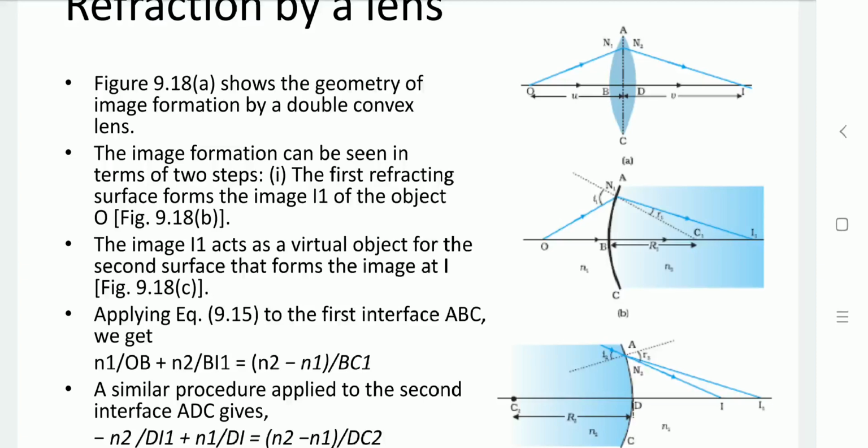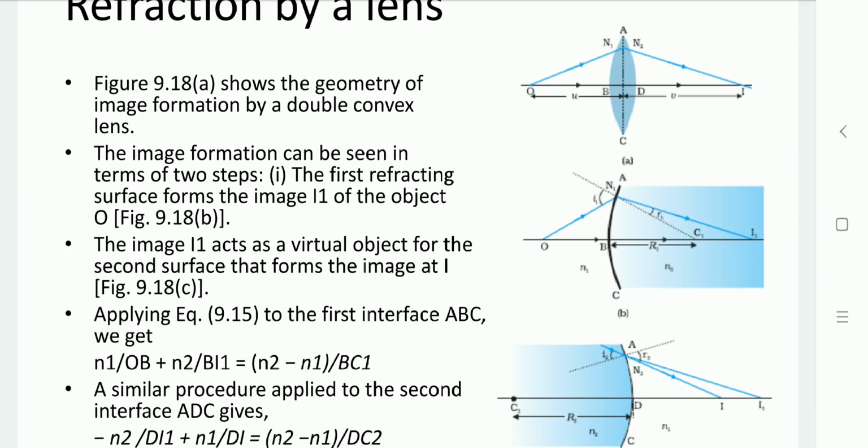For one spherical surface we have already derived the equation, and that was n2 by v minus n1 by u equal to (n2 minus n1) by R. Let us reform that equation for this lens for the first spherical surface ABC. So n1 by OB, where OB is nothing but u, plus n2 by BI1, where BI1 is nothing but v, equal to (n2 minus n1) by BC1, that is R1.